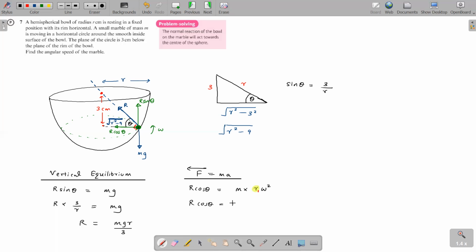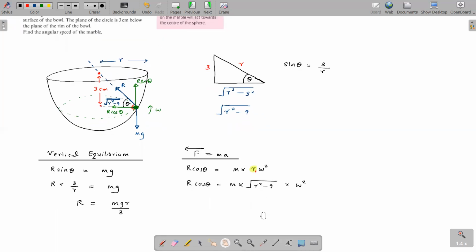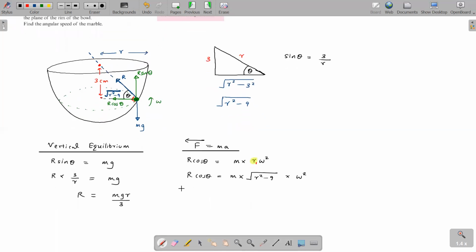So the radius of the circular path we already found. What's the radius of the circular path? The radius of the circular path is root r square minus 9, this length. Can you see? That's the radius of the circular path, into omega square. We're supposed to find omega, right? I think we can get the cos theta also, and the R value I also know. R is mgr over 3 into cos theta.